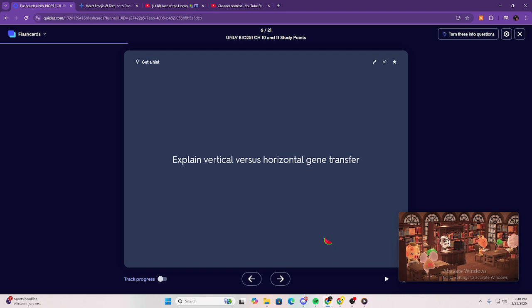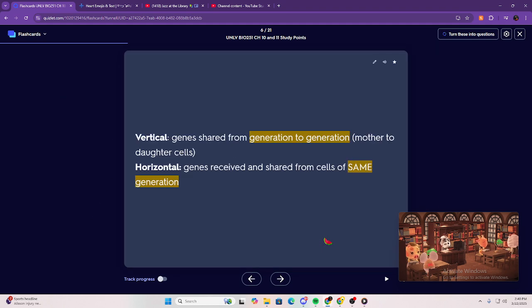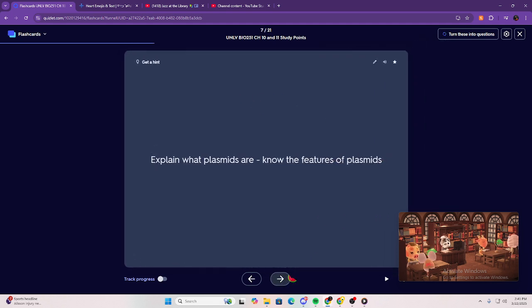So vertical versus horizontal gene transfer. Vertical is up and down, while horizontal is side to side. Up and down as in mother to daughter, so genes that are shared from generation to generation. Horizontal is where genes are shared between cells of the same generation. Just note that, that's really important.